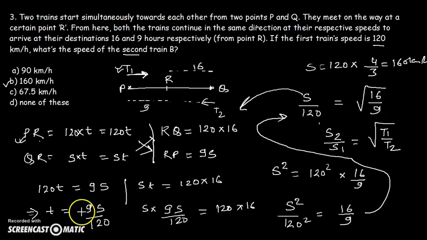I hope you understand the entire logic. This is simply based on the formula of speed into time is equal to distance. From there we have got an expression which says the ratio of the speeds is equal to square root of the reciprocal of the time taken. Okay, and these times are nothing but the time taken by the respective trains to reach the destination from the meeting point. S2 by S1 is equal to square root of T1 by T2.